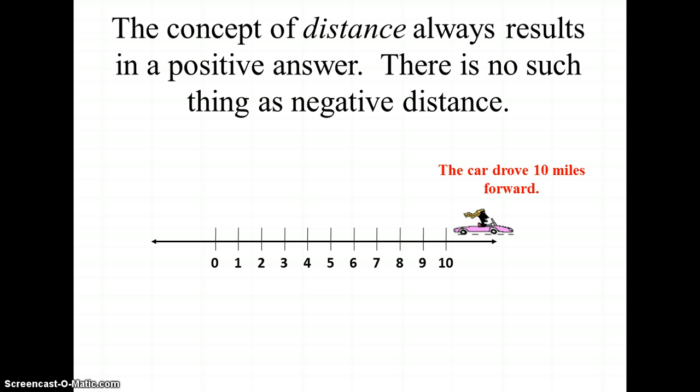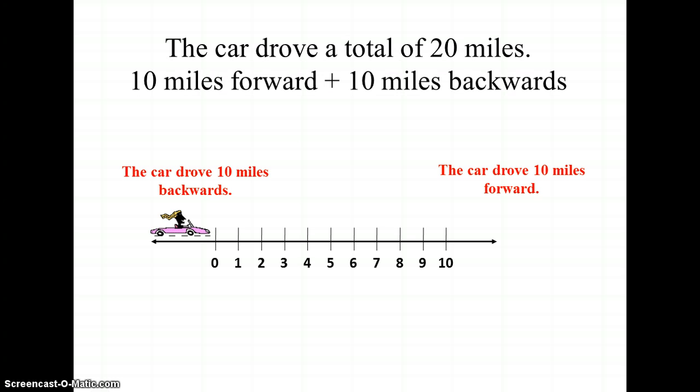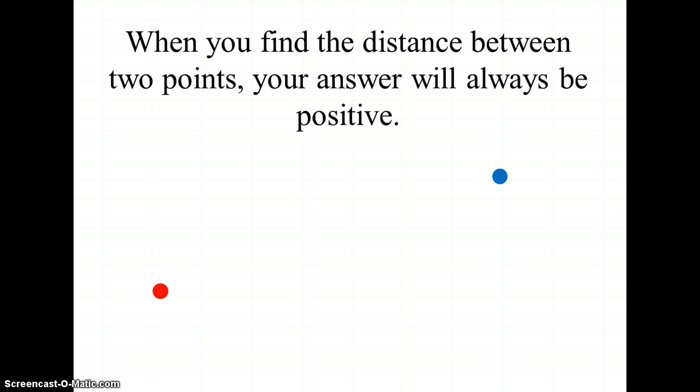In this case, the car just drove 10 miles forward. Now, the car drove 10 miles backwards. So how far did the car travel? 0 miles, 10 miles, or 20 miles? The answer to this question is that the car drove a total of 20 miles, 10 miles forward plus 10 miles backward. So in all, the car traveled 20 miles.